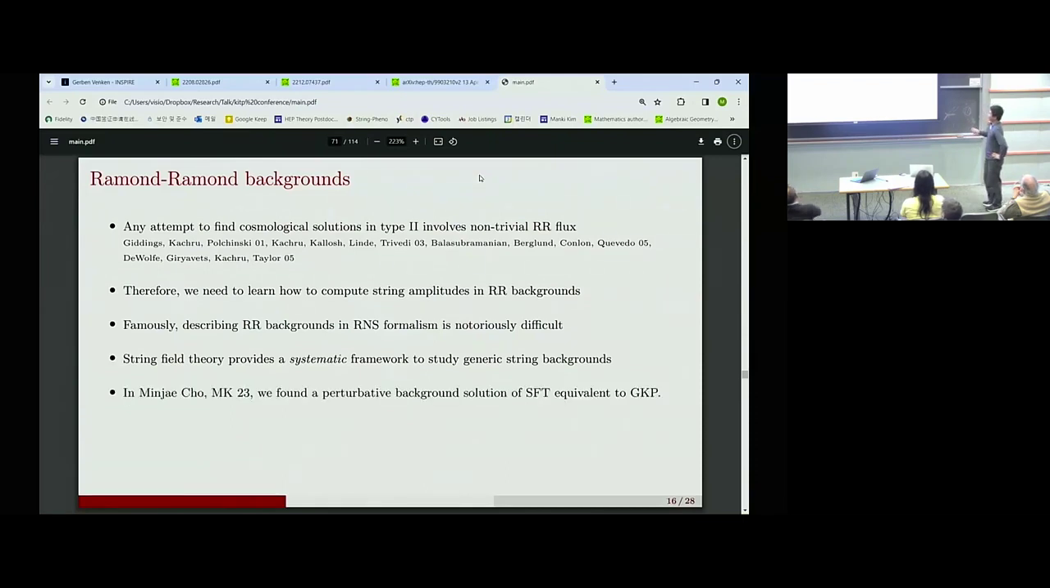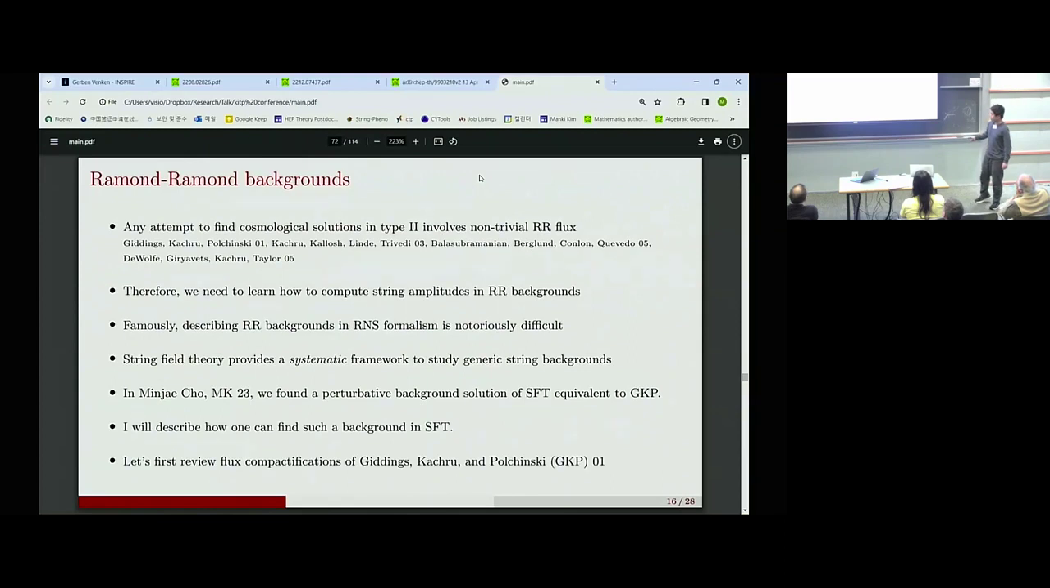So in that regard, using string field theory, Minjae and I found a perturbative background solution of string field theory that corresponds to a particular flux compactification of Giddings-Kachru-Polchinski, which I'll write as GKP. And then I'll describe how you can find such a background. With this background solution, we can start doing computations in GKP or in more general string flux compactifications.